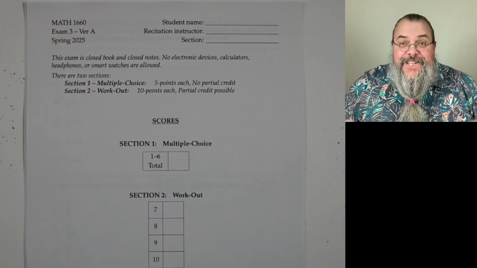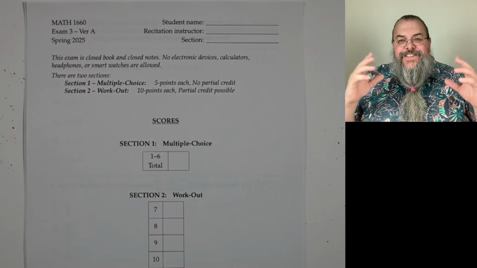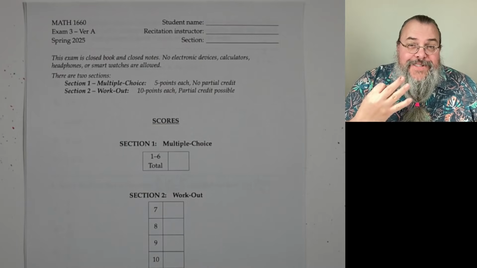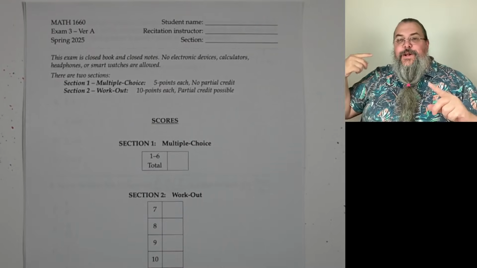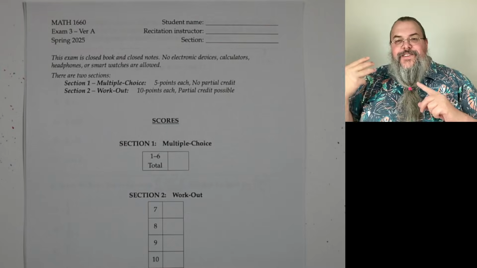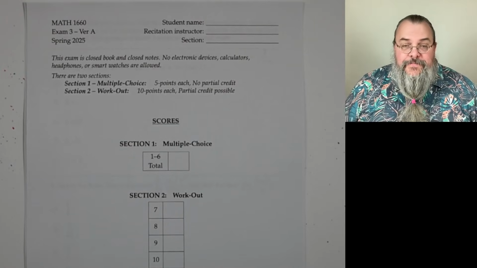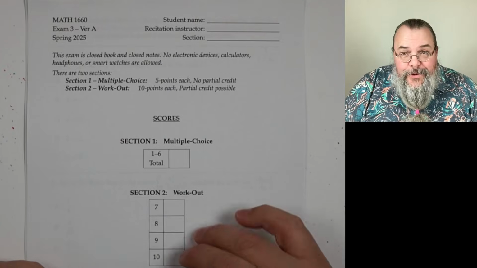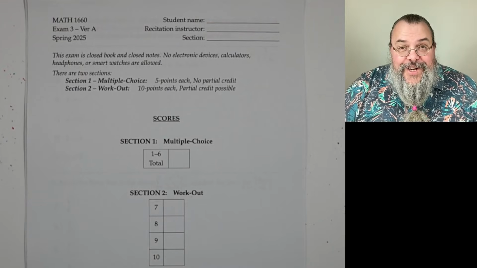So we have a lovely test here. Calculus 2. All right, so this is locally known as Math 1660, and it's the third exam. Now, in Calculus 2, the third exam means we're talking sequences, and we're talking series, and we're talking Taylor stuff. So there's going to be a lot of good things for us to get to. We have 10 problems, 6 multiple choice, 4 workout, so we're going to have a good time.